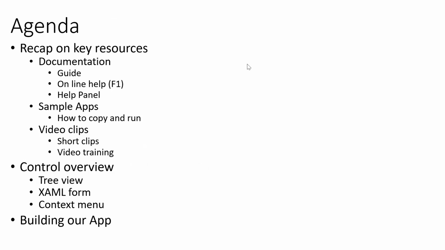The agenda that we're going to go through is as follows. I'm just going to do a quick recap of the key resources, just in case you've forgotten from the previous course. We'll be fundamentally building our own working app, and as we're going through the app, I will be doing an overview of each of the controls so that you understand what we're trying to achieve through our code.